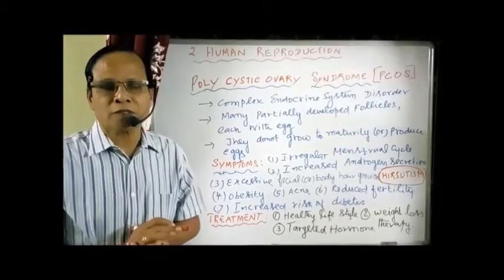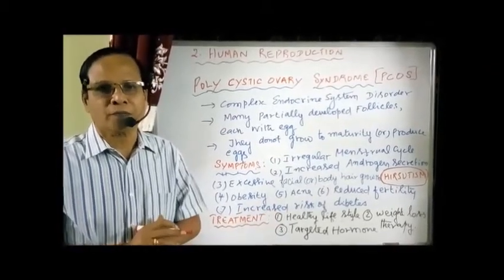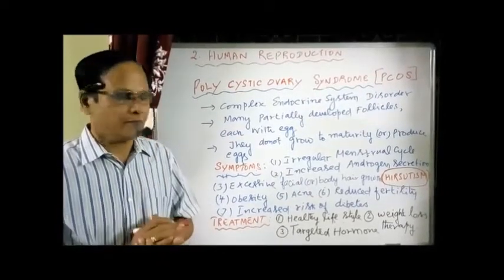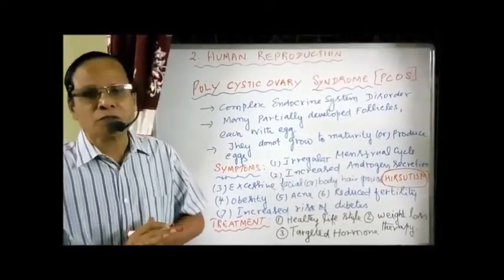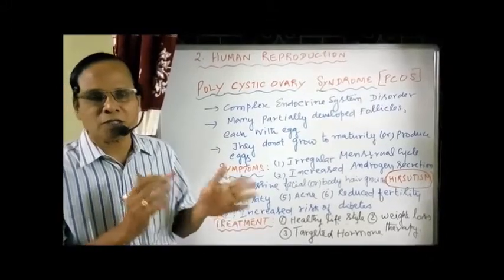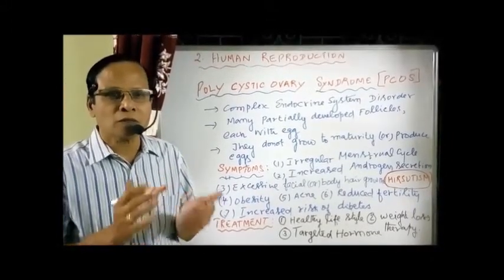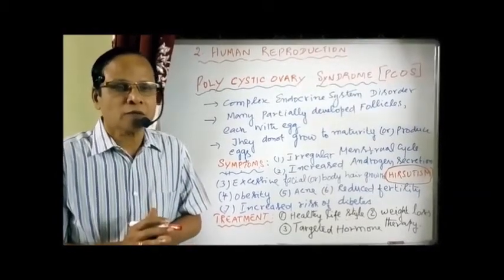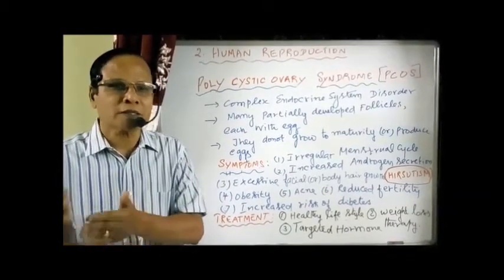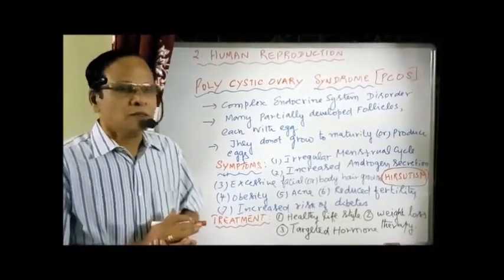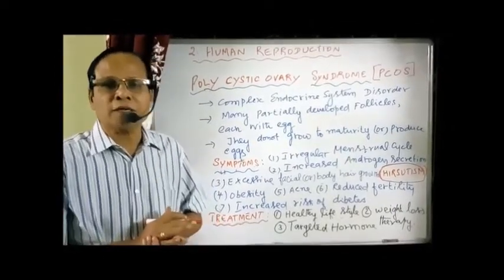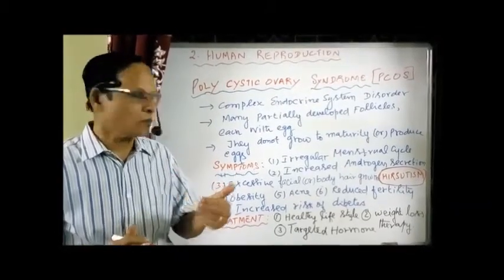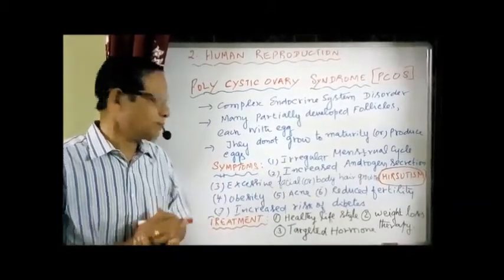Also these persons become obese, and there is development of acne. And also reduced fertility, because of the secretion of androgen hormone. They are unable to produce eggs, unable to have normal fertilization, pregnancy, etc. Then they have an increased risk of diabetes mellitus, the sugar complaint.